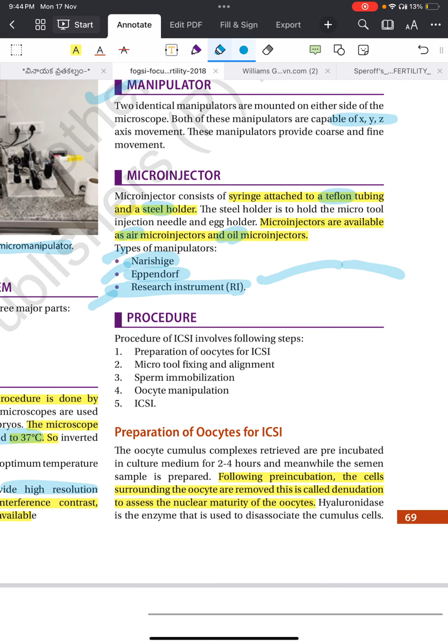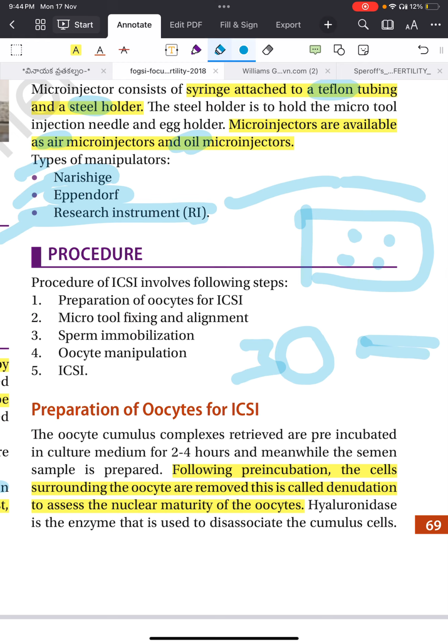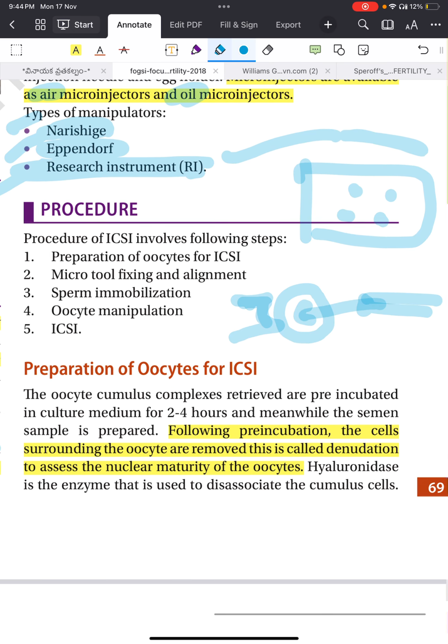Coming to the procedure, how we will do ICSI. There are steps. First, we'll prepare the oocyte. Then the micro tool fixing: two needles are there, one will fix the oocyte, the other will be free. Then sperm immobilization: we'll take the sperms and immobilize them. Then oocyte manipulation is done. Then we'll inject the sperm into the cytoplasm.